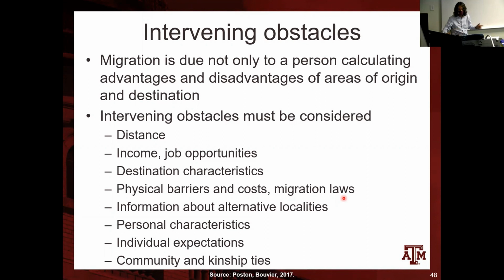Information about localities. If I don't know that an area, that might even be close by, has job opportunities, good work opportunities, I will not move to that area. I have to have information about it. Some personal characteristics. What are my characteristics in terms of the jobs that I'm looking for? Usually more educated people tend to migrate more as well. Occupation also influences the chances of migrating. What are my individual expectations in life, my goals in life?